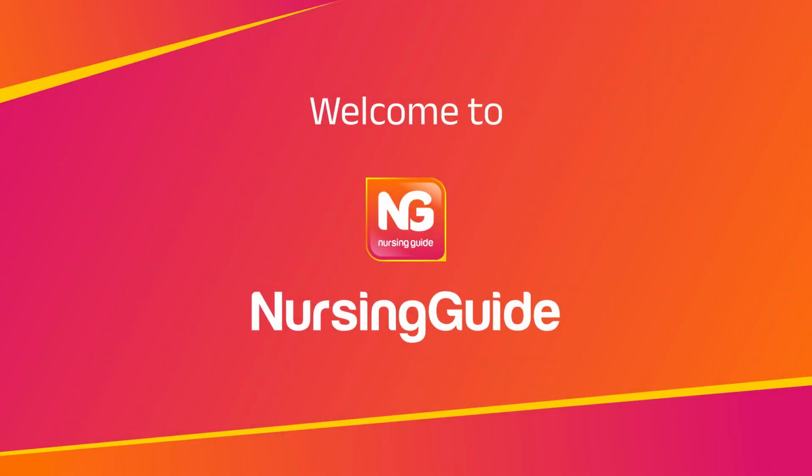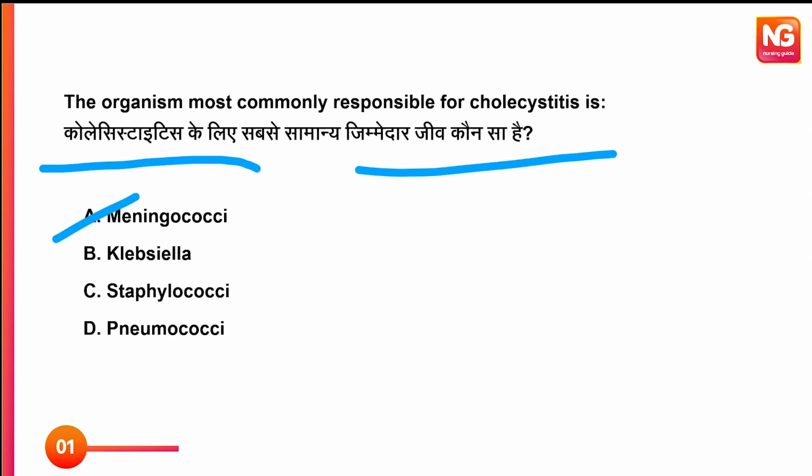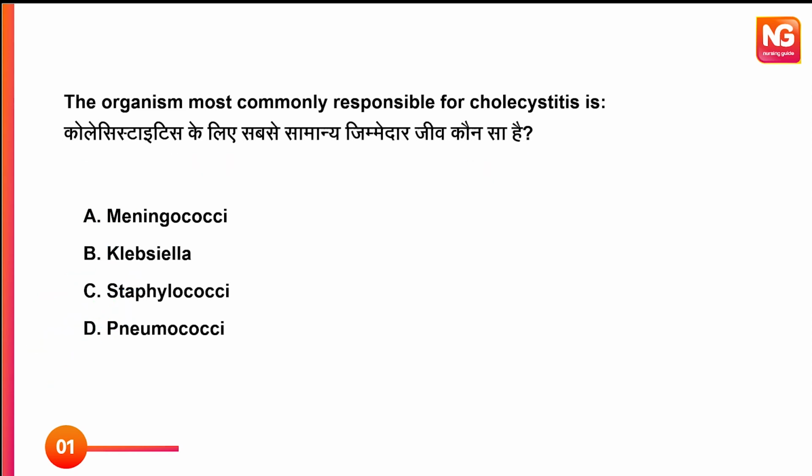Today we are going to discuss RRB exam MCQs. Our first question is: the organism most commonly responsible for cholecystitis is option A meningococci, option B Klebsiella, option C staphylococcus, option D pneumococci. And the correct answer is option C staphylococci. The organism most commonly responsible for cholecystitis is staphylococci.